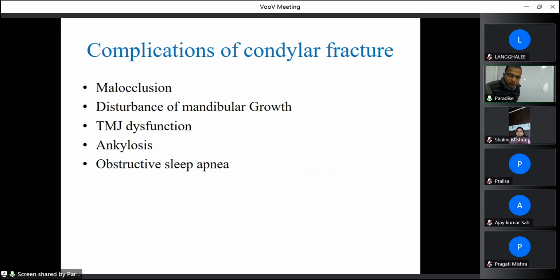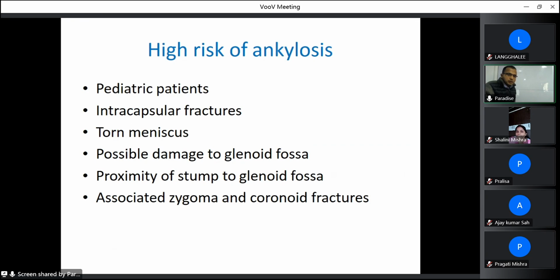So the complications of condylar fracture are that it may lead to malocclusion as with other fractures, and disturbance of mandibular growth. If you damage the TMJ area, it will hamper the growth of the mandible. TMJ dysfunction like TMD, temporomandibular disorder, may happen. Ankylosis, obstructive sleep apnea. Okay, we'll discuss ankylosis tomorrow.